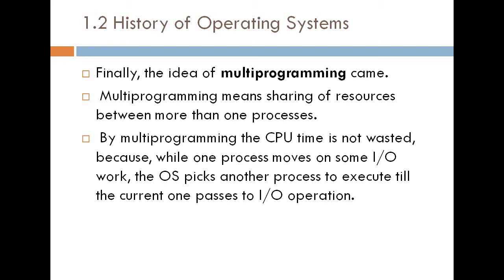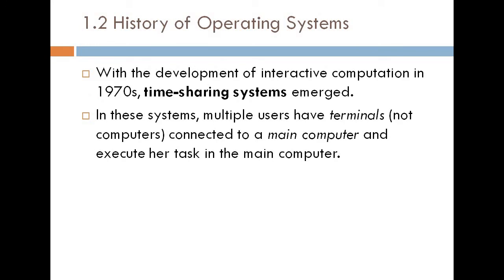By multiprogramming, the CPU time is not wasted because while one process moves on to I/O, input-output work, the OS picks another process to execute till the current one finishes its I/O operations. Next, the time sharing system came with the development of interactive computation. In the 1970s, time sharing systems emerged. In the system, multiple users have terminals connected to a main computer and execute their tasks on the main computer.